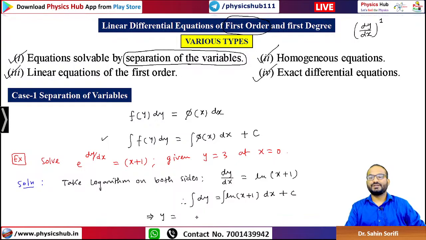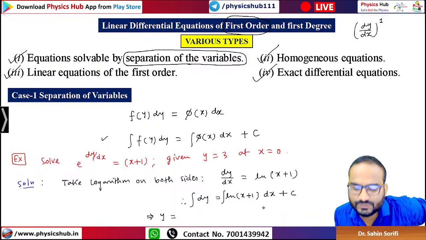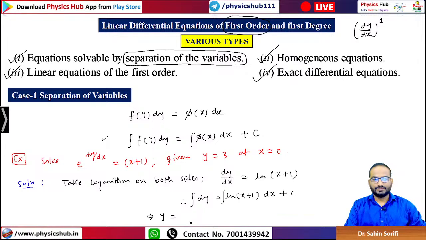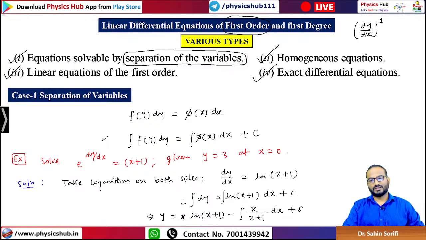Take u as ln(x+1), so the integration of dv, that is dx, is x. So we get x ln(x+1) minus the integral of du/dx, which is 1/(x+1), times v, that is x. So minus the integral of x/(x+1) dx, plus c.